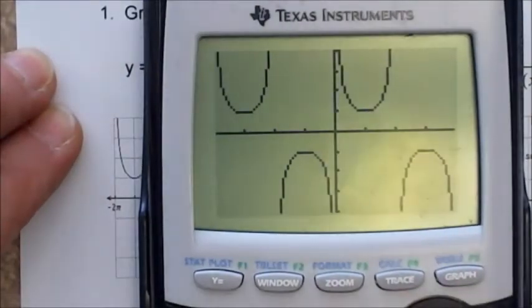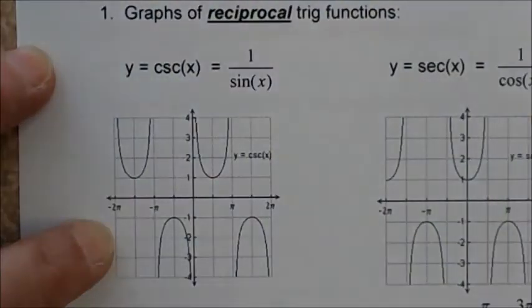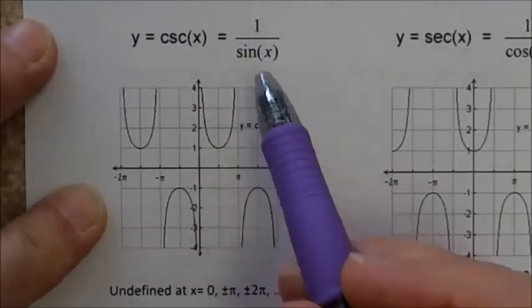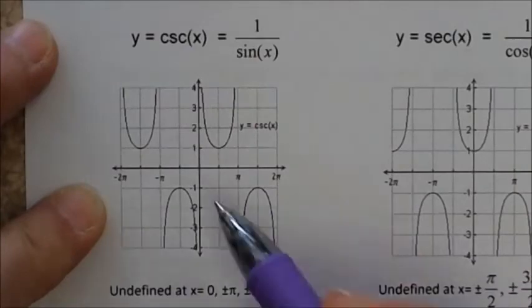From negative 2 pi to 2 pi, this is what the graph of cosecant x looks like. And that has also been printed on your notes page. Now, this is a reciprocal of sine. And you see that again, we have some asymptotes here.